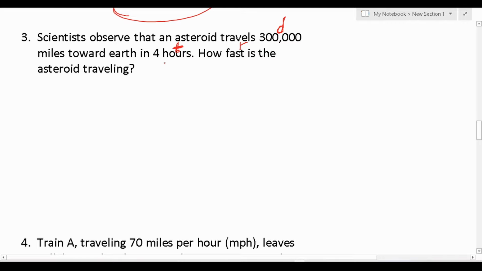So let's go ahead and write down the distance formula. And now let's plug in what we have. Distance is 300,000. Rate is what we're being asked to solve for, so we'll leave that as r. And time is 4 hours, so we'll plug in 4 in place of t.